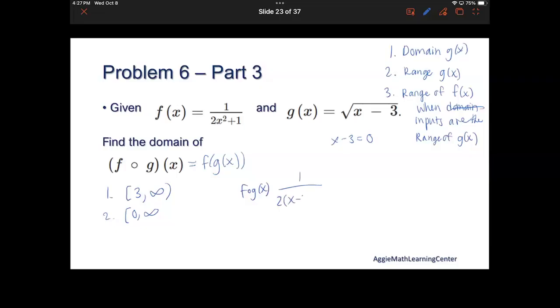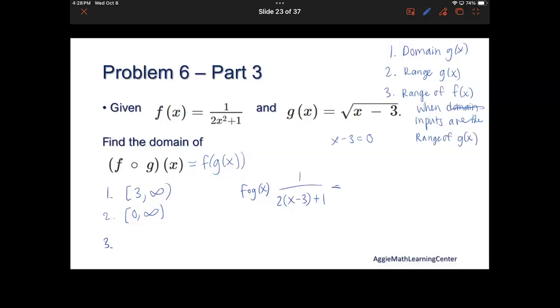Times x minus 3. I'm simplifying as I go because the squared would cancel out the square root on g of x. So I want to know what is the range when I have said the inputs are only allowed to be outputs of g of x. And the way I said that is I have put the function in my function. So we're going to find the domain, sorry, the range of this function.